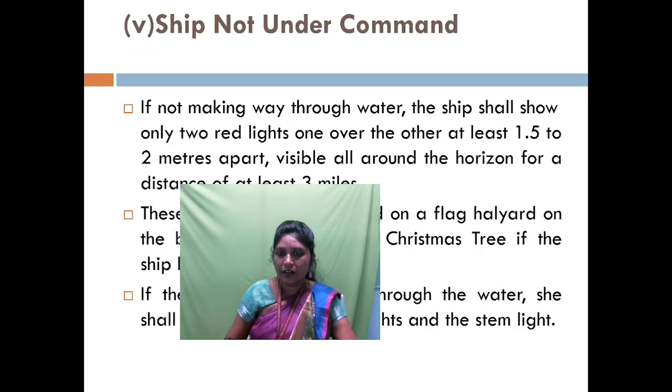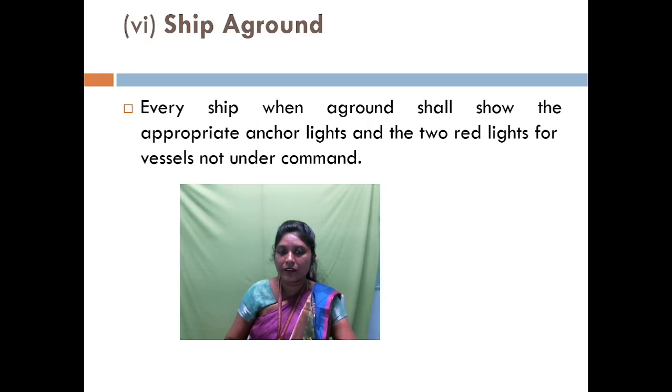If it is not under command, then it should provide 3 miles visibility and show the 2 red lights, either hoisted on the Christmas tree as an indication. When the ship is making way through water, then the 2 side lights and the stern light should be indicated. The ship aground means it shall show the appropriate anchor light and the 2 red lights for the vessels that are not under command.